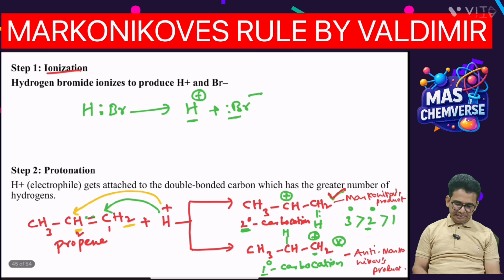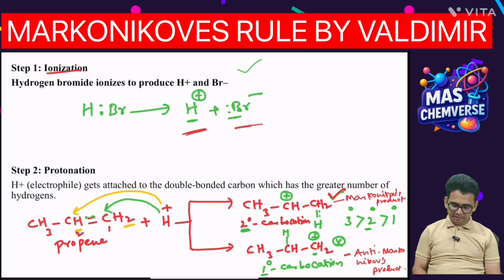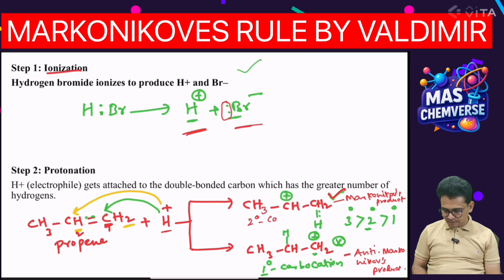In the first step, what did we discuss? Ionization. Ionize to form the electrophile and nucleophile, because the nucleophile has both the electrons. Next step, protonation. Hydrogen is added according to Markovnikov's rule. Hydrogen goes to that doubly bonded carbon which has the more number of hydrogens. That's why the secondary carbocation is formed.